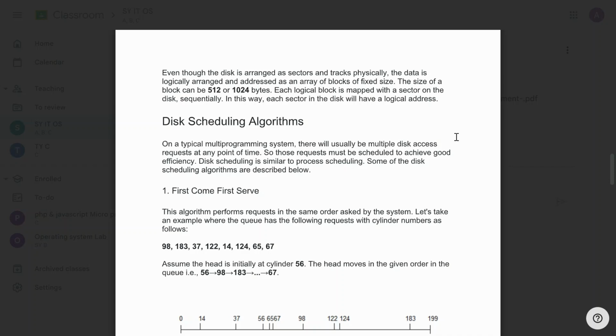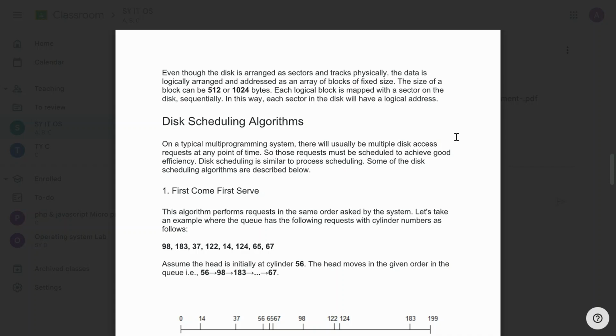The first disk scheduling algorithm is first come first serve. This algorithm performs requests in the same order asked by the system. Let us take an example where the queue has the following requests with cylinder numbers: 98, 183, 37, 122, 14, 120, 124, then 65 and 67. Assume the head is initially at cylinder 56. The head moves in the given order in the queue.